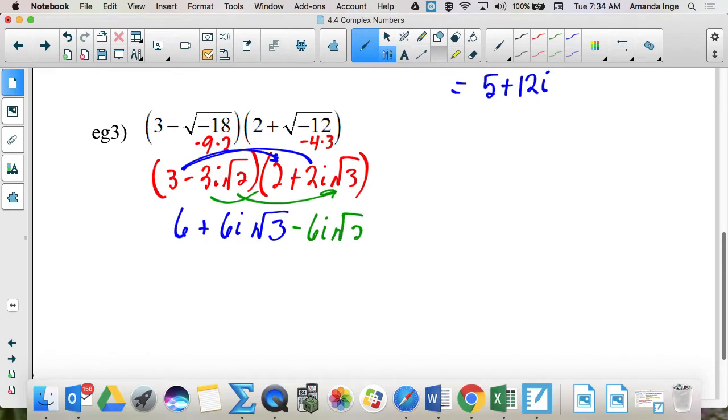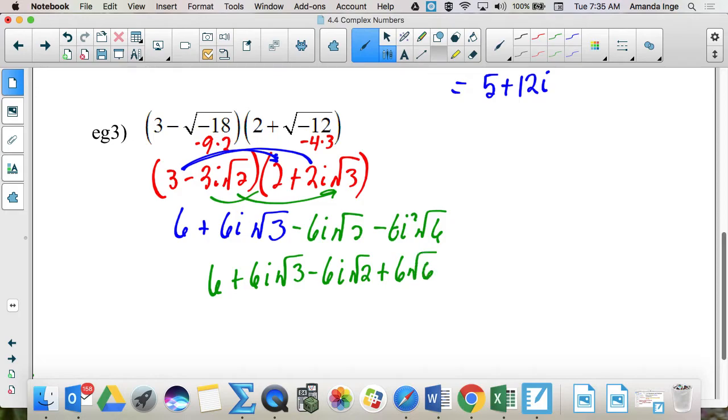And then minus times a positive gives me -6i squared square root of 6. So once again, i squared is equal to -1. So this is 6 plus 6i square roots of 3 minus 6i square roots of 2 plus 6 square roots of 6. I can't combine any of these, so that is the answer to the problem.